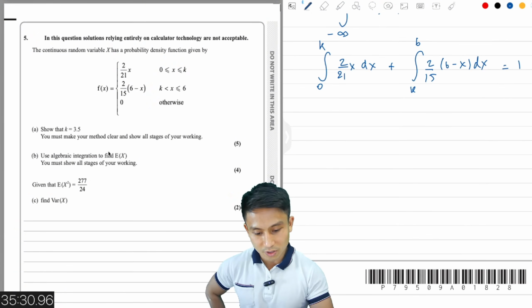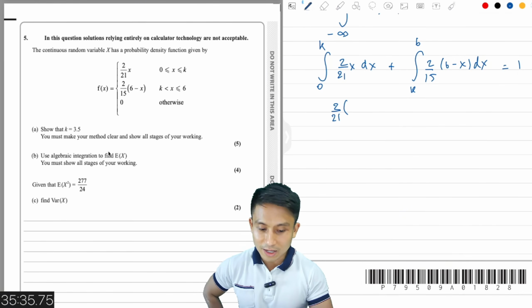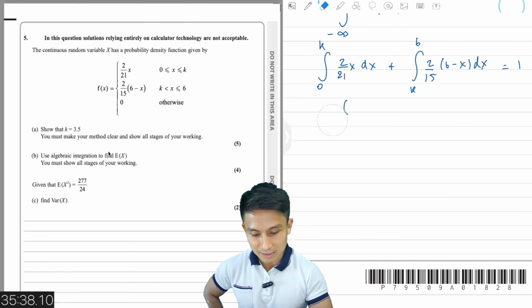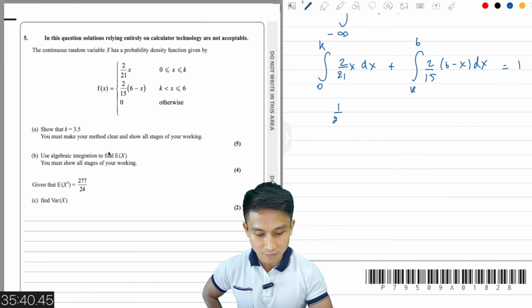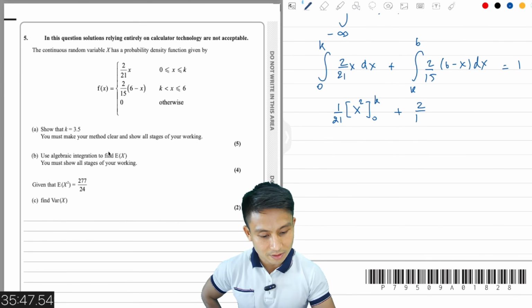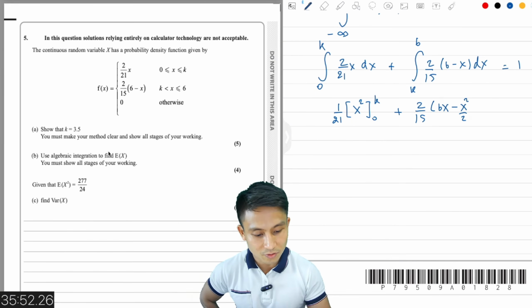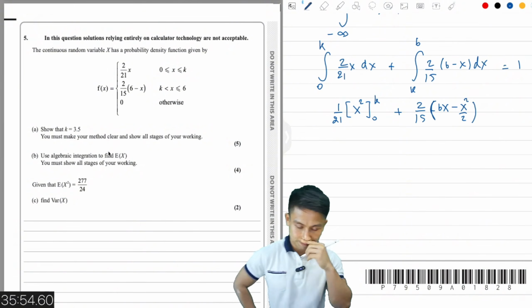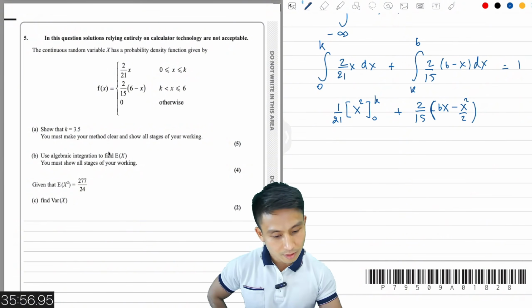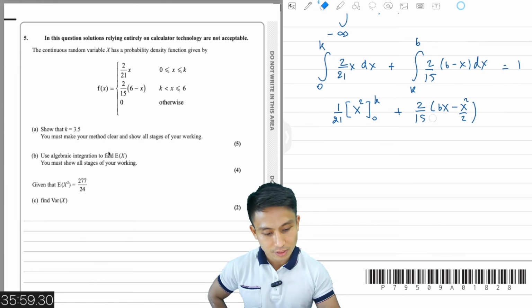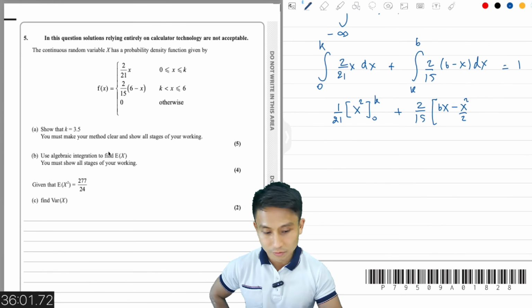Okay, so the first one is 2 over 21. If you integrate this, you get x squared over 2, so that cancels the 2 there. So it's just 1 over 21 and x squared. I'm just going to put 0 to k first here, step by step. This is 2 over 15. You integrate this, you get 6x minus x squared over 2. And then you put the bounds in there, so this would be k to 6. We put that equal to 1.